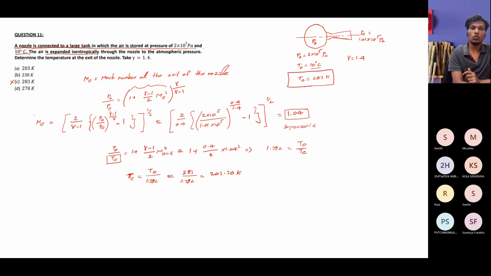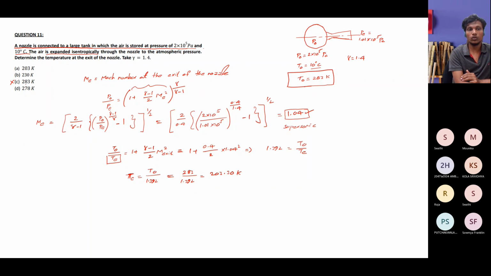In this way, we can eliminate the options very easily. And since there is no heat exchange or anything, reaching the very closest possible temperature, that is 287, because the flow at the exit is supersonic, and because of the much lower temperature or low pressure it should reach.